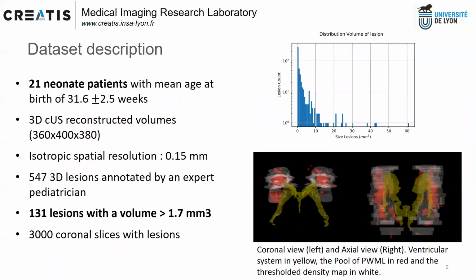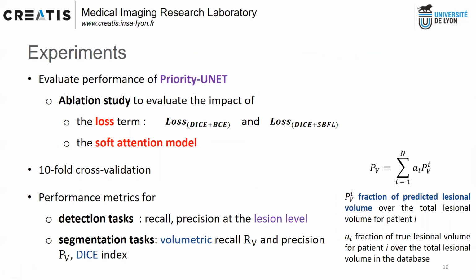Concerning the data, we collected CUS exams of 21 neonates, annotated more than 500 lesions, and considered 131 lesions for this study with a volume higher than 1.7 cubic millimeters. We evaluated the performance of our model based on a tenfold cross-validation study. We performed an ablation study to evaluate the impact of the loss term and of the soft attention model, and we use standard performance metrics for detection and segmentation tasks.